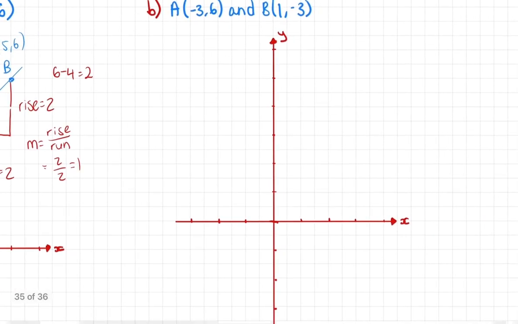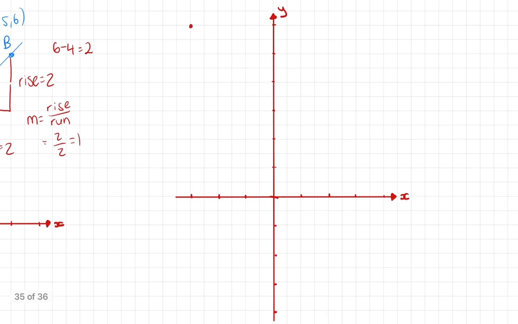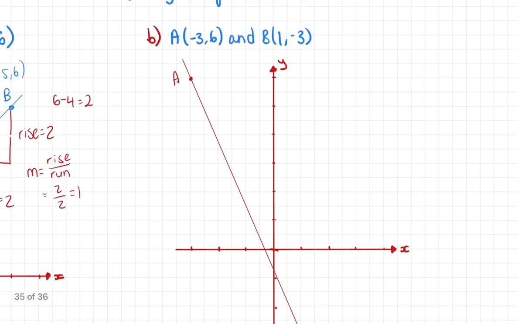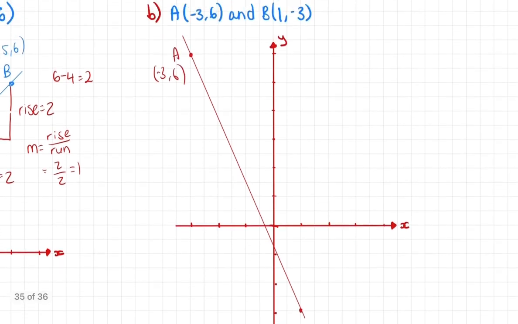So let's do another one. So here we've got point A is at (-3, 6), so it's all the way up here. Okay, and then point B is at (1, -3). So there. And then if I connect them with a straight line, we'll pretend that's straight because we totally know it's not. Okay, that's better. Okay, so I'm going to label my points as well so I remember what my points are. So we've got (-3, 6), and then point B is at (1, -3).